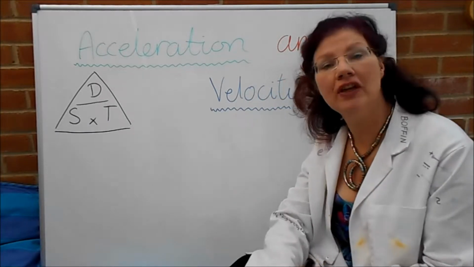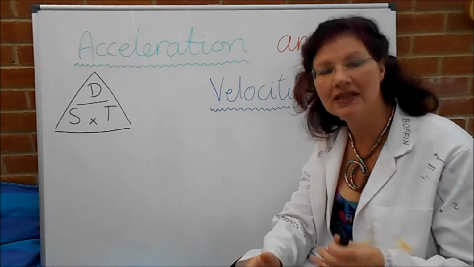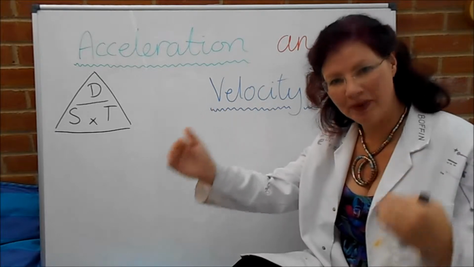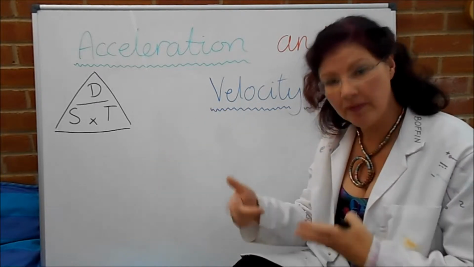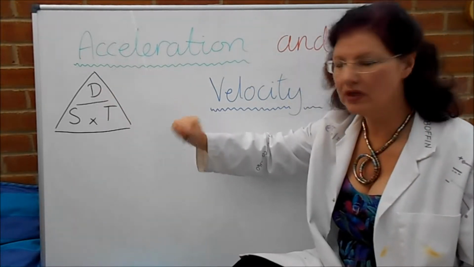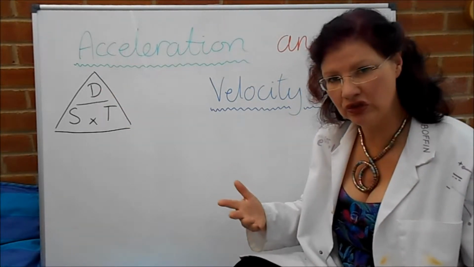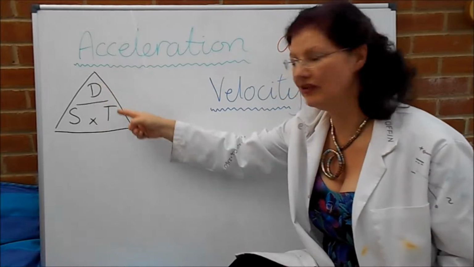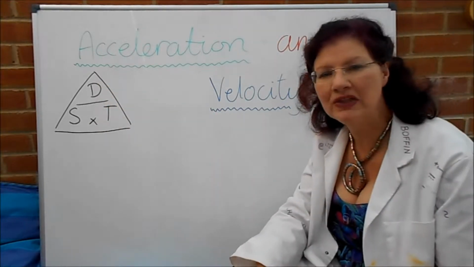Now in earlier videos we looked at the concept of speed as being the change in your place divided by the amount of time it took you to do that change. So in other words, the distance you travelled divided by the time it took you to do that travelling. Speed equals distance divided by time, and we use that formula triangle.